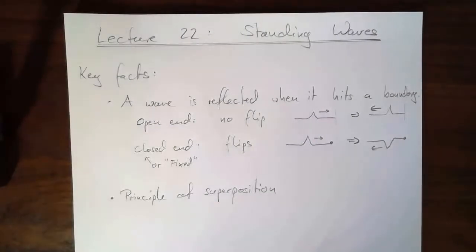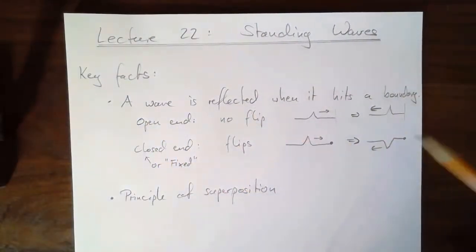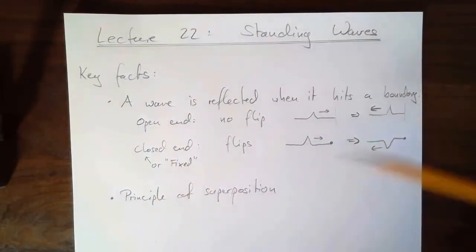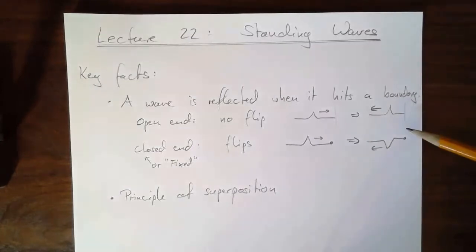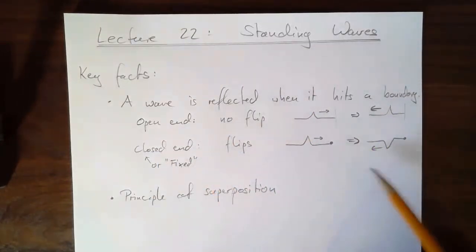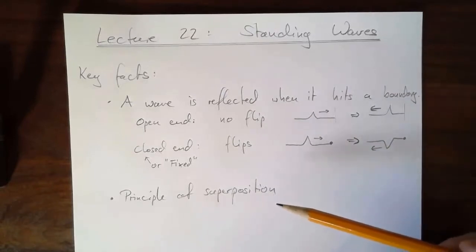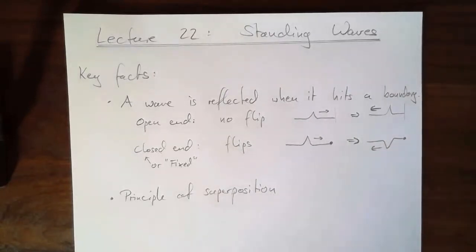So again, the key facts we're going to need. One, a wave gets reflected when it hits a boundary, and if it's an open end, where the end piece can move up and down, then it won't flip. When it's a closed end or a fixed end, so the end piece is fixed, then it will flip. I'm not going to justify why that is right now. I'm going to treat it as an observational fact. The second key thing we're going to need is the principle of superposition.